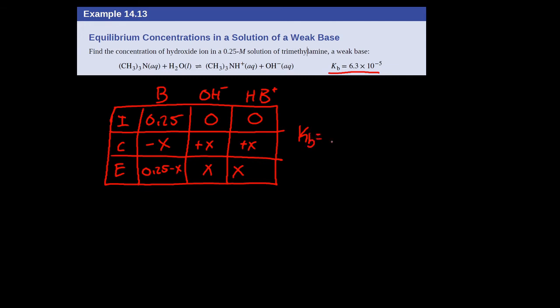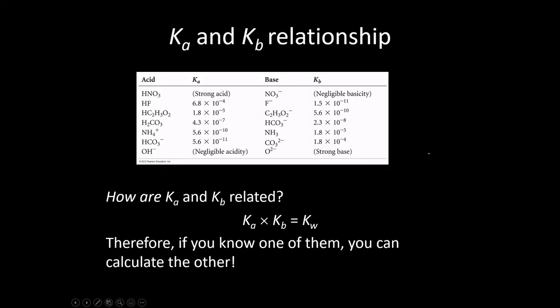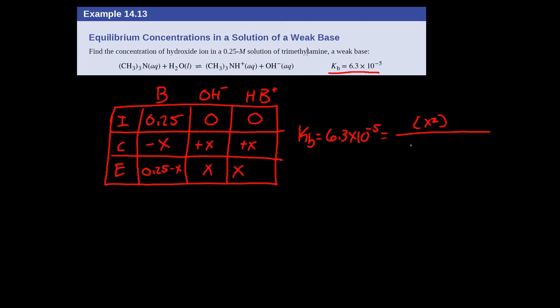So Kb is equal to 6.3 times 10 to the negative 5, which is equal to x squared. And actually, I should have had the square outside the parentheses, but oh well, it doesn't change the math. Whoa, why did it do that? That was weird.